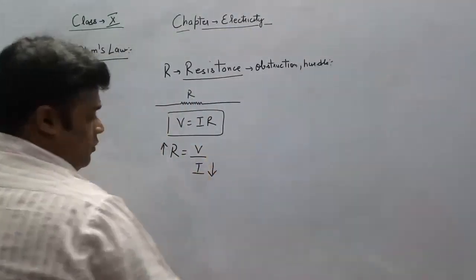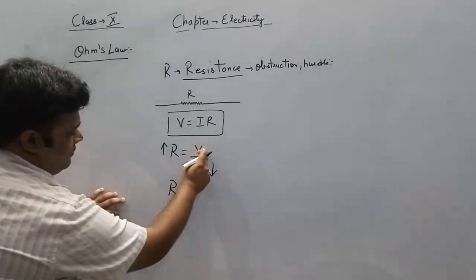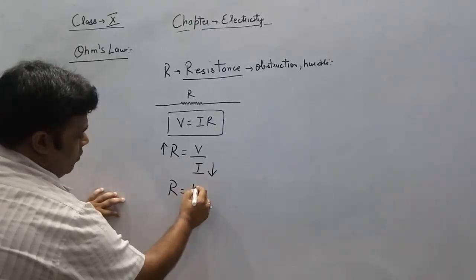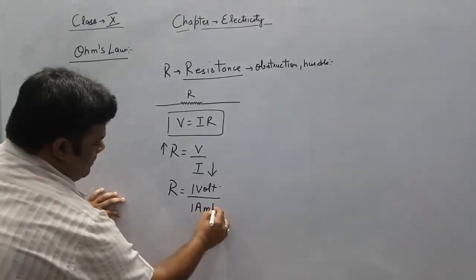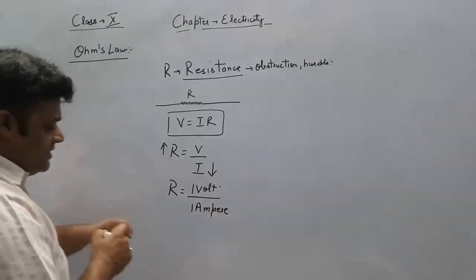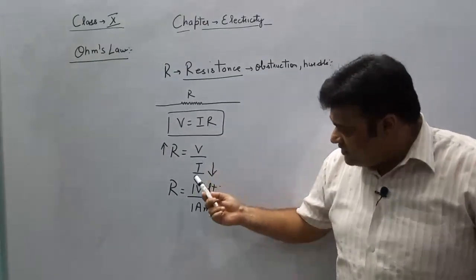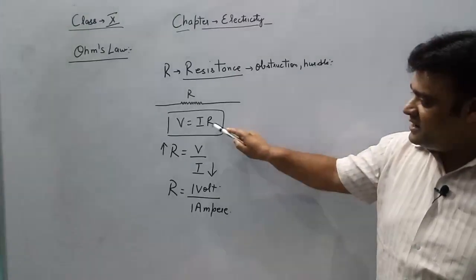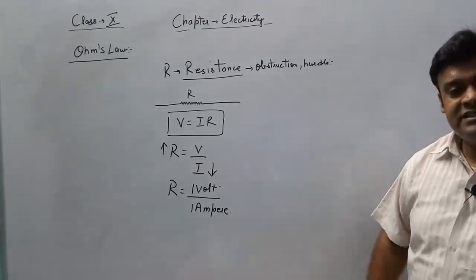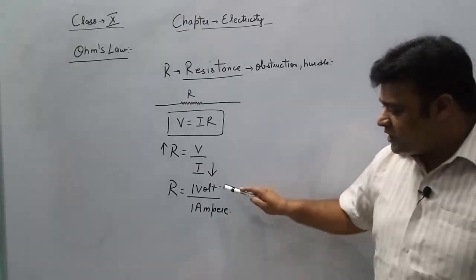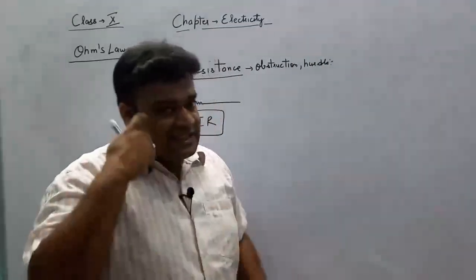Resistance, according to this formula, is volt. The unit of potential difference is volt, that is 1 volt divided by 1 ampere. So we can also say that resistance is the ratio of potential difference and current, that is R is equal to V upon I. The unit of potential difference is volt, the unit of current is ampere. One important question can be there in exams.